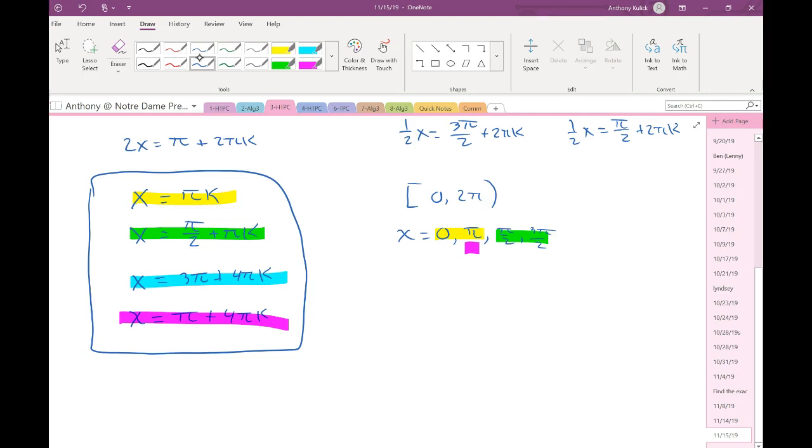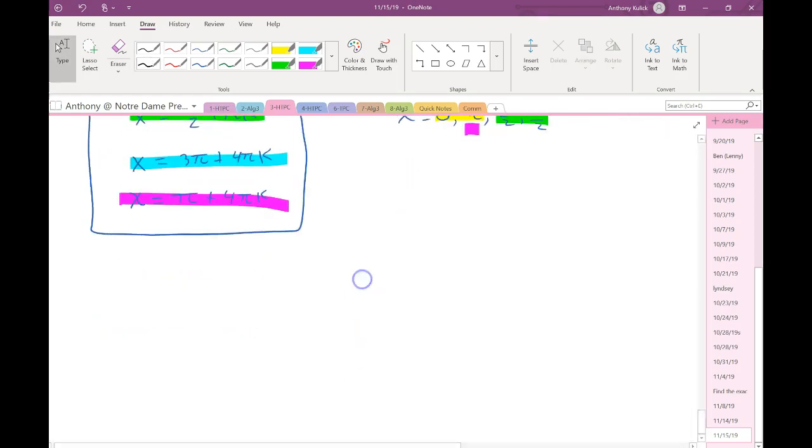Really, just the yellow and green equations were the only ones that really contributed anything, which is fine. Not every time you're going to use all the general solutions you get. It'll depend on that interval. Okay with that idea? Okay. Let's do another, right? They're all kind of the same from there on out.